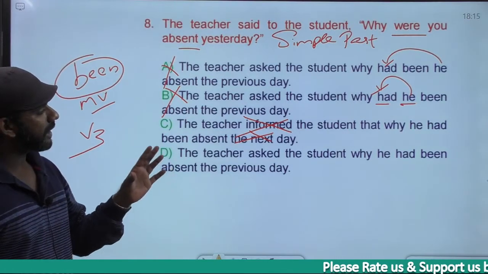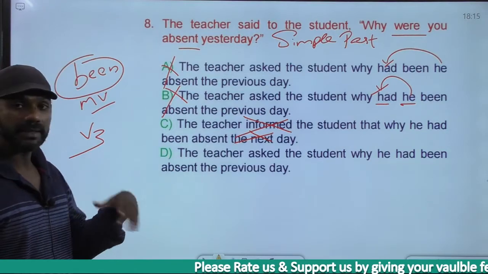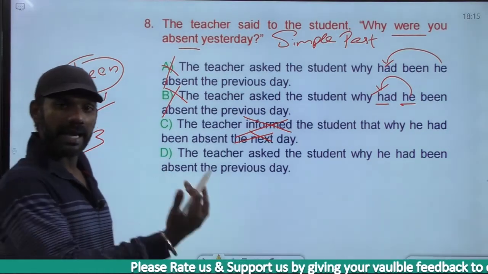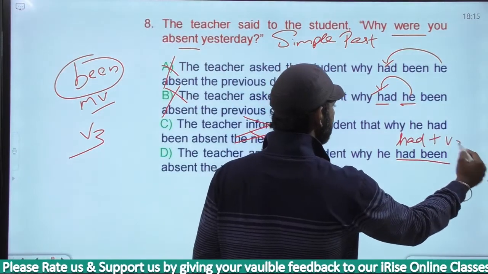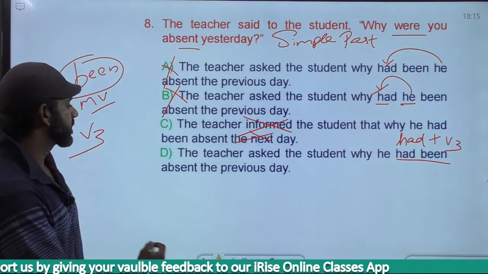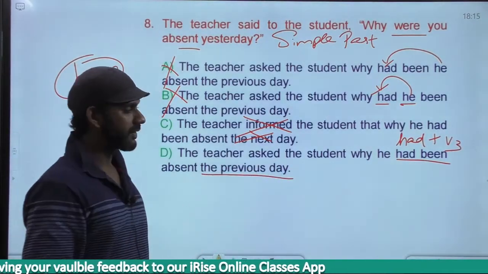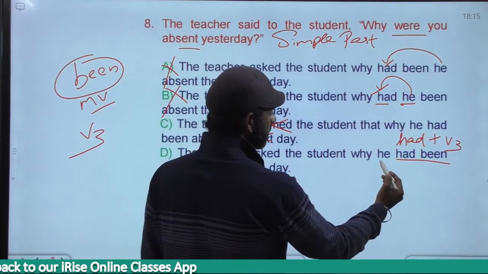The teacher asked the student why he had been absent the previous day. He had been absent. Had been is had plus V3, past perfect. Simple past became past perfect. Yesterday became the previous day. This is not interrogative. The pronoun here is he.